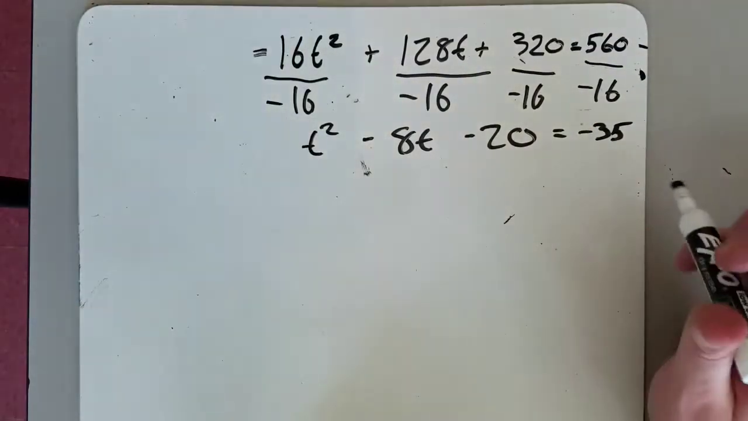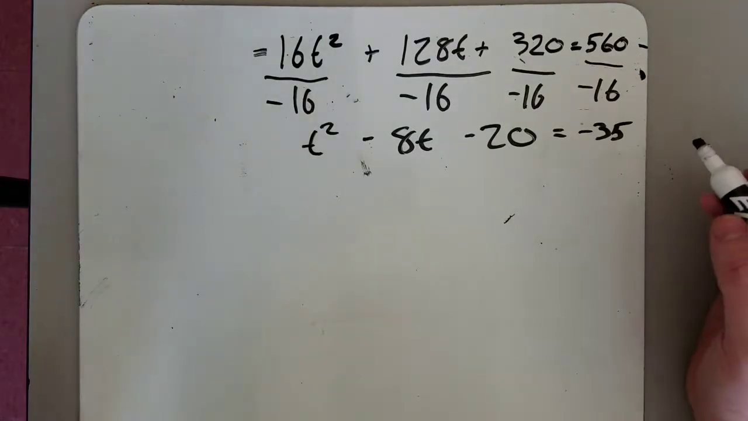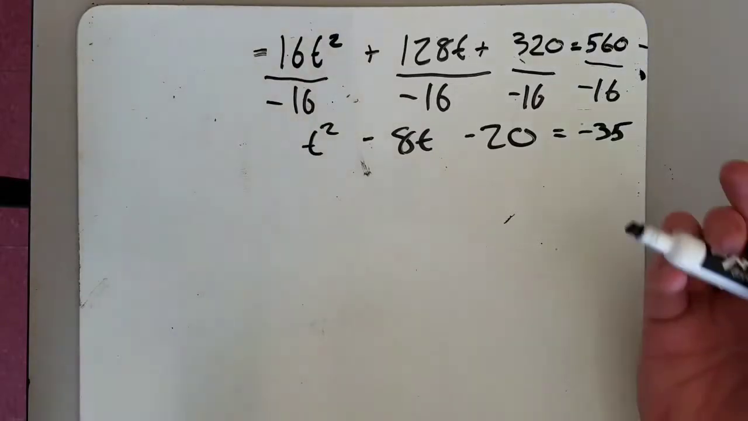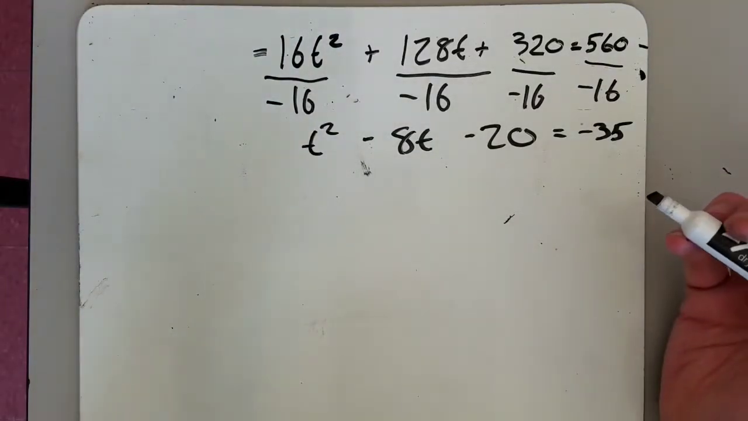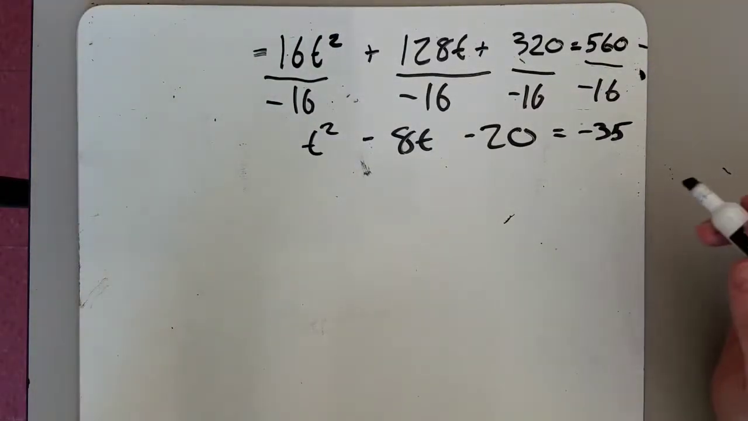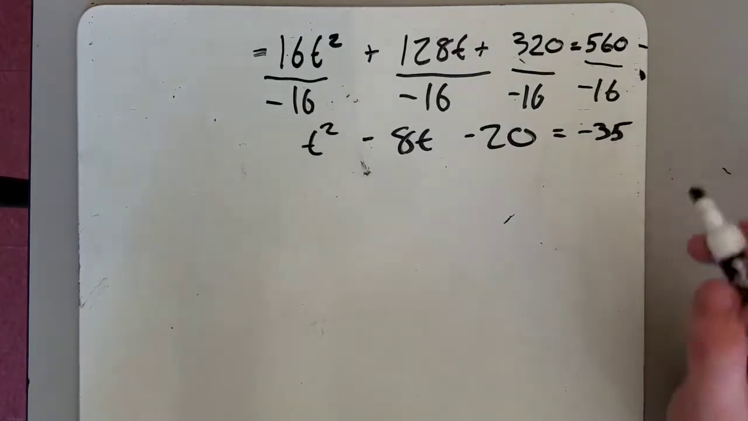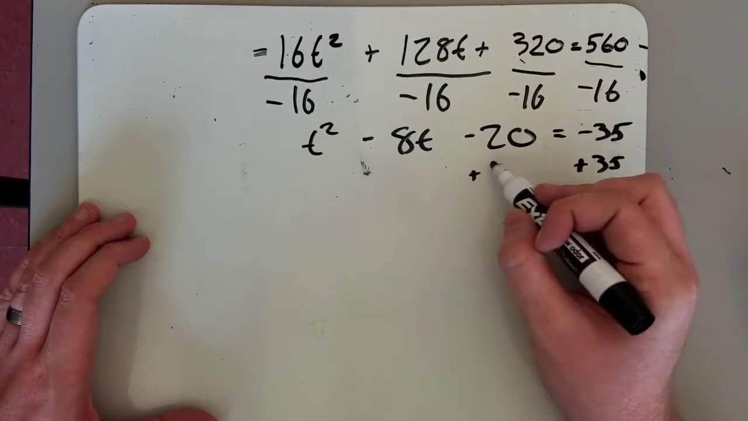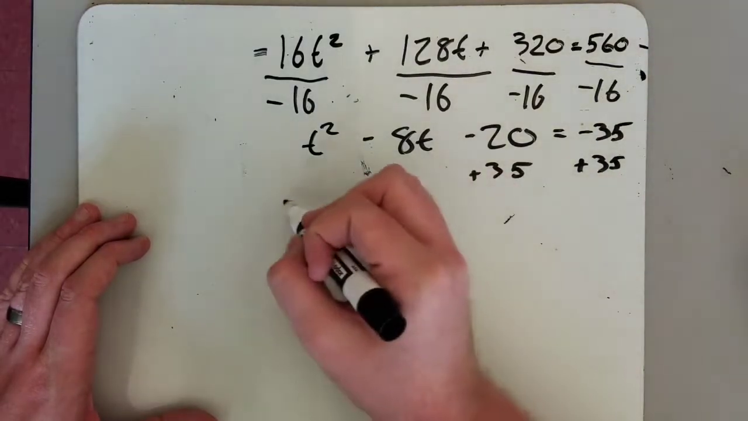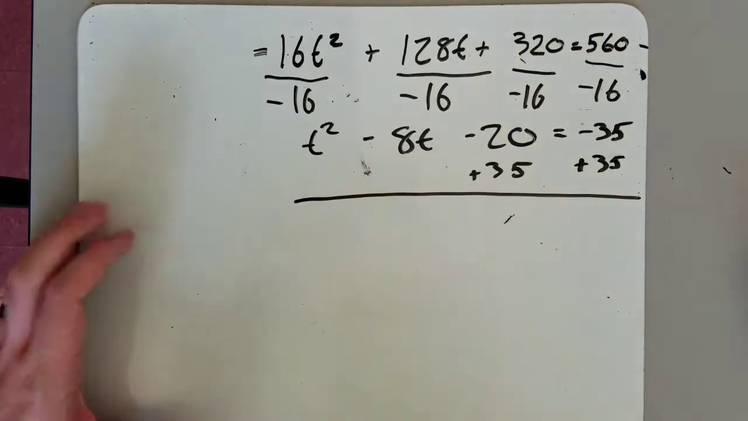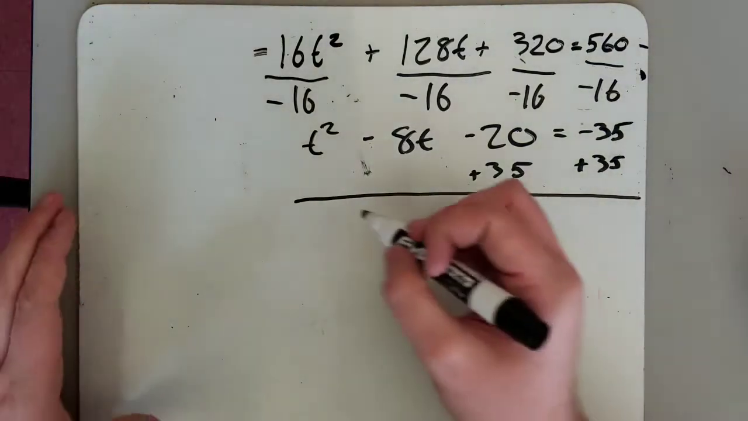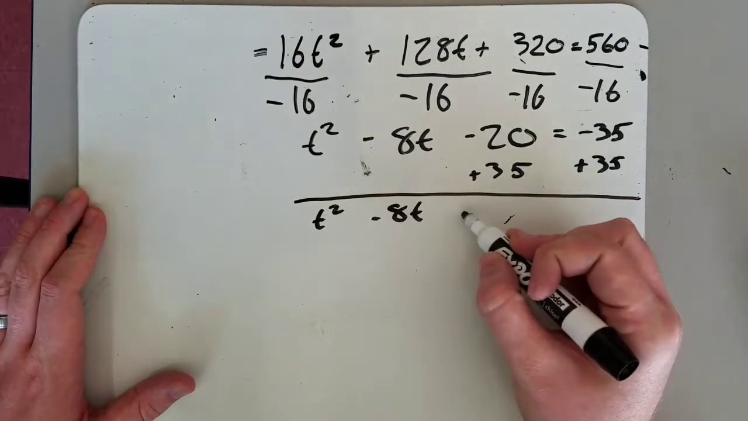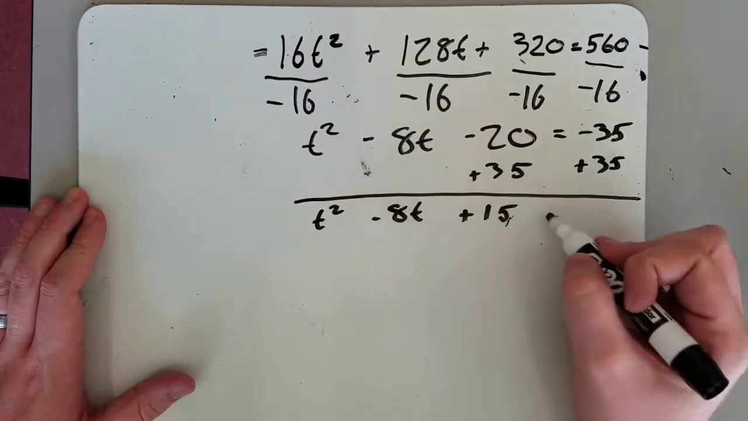And now typically the best way to solve these is to set them equal to 0. You could complete the square here. I'll make a video on that. You can use the quadratic formula. I did another video where I used the quadratic. So this one I'm going to show you how to factor. But again, if you're going to use the quadratic, make sure you set it equal to 0. Or again, you could complete the square. It actually wouldn't be that bad. So we're going to add 35. I'm going to get t squared minus 8t plus 15 is equal to 0.